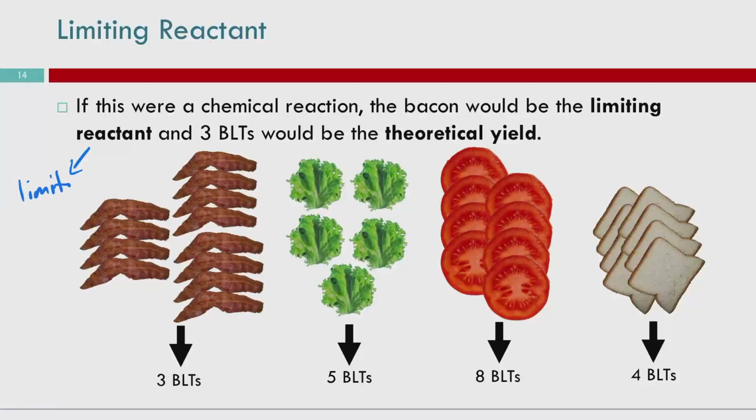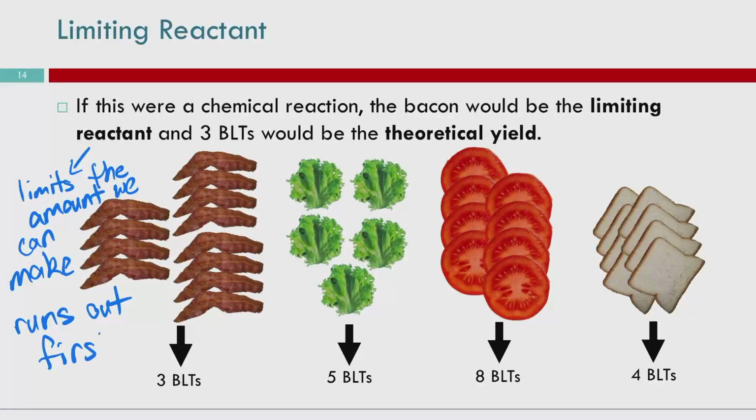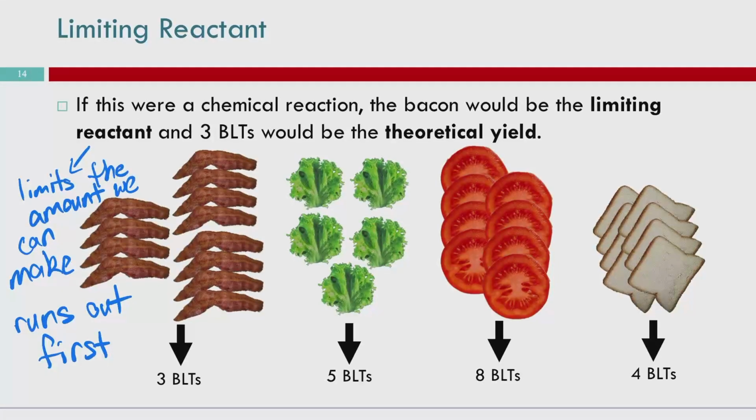So our limiting reactant limits the amount we can make. Or another way of thinking of it is that it runs out first. So at most, we could make 3 BLTs because I simply don't have enough bacon. If I go to the store, or if I go ask my neighbor, I'm friendly with my neighbor, and they've got some extra bacon, I get a couple extra slices of bacon. If I get another 12 slices of bacon, our bacon is no longer going to be our limiting reactant. It would get pushed off to something else because we've got enough bacon for more sandwiches.